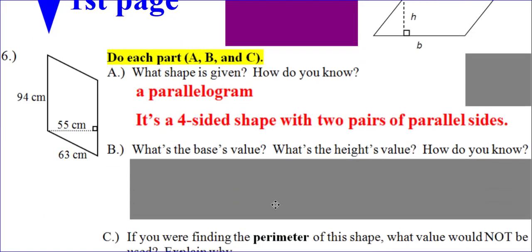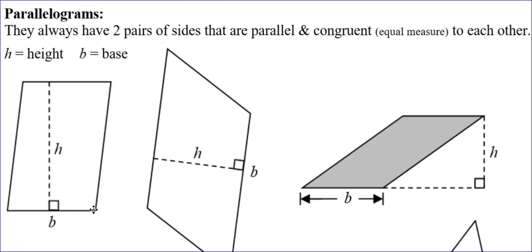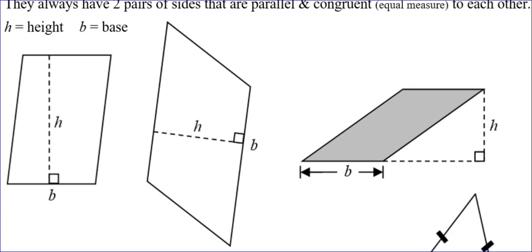If I go too fast, feel free to hit pause on the video at any moment to write things down. Now, what's the base's value? What's the height's value? How do you know? Well, we've talked about how with base and height, they always meet at a right angle. So the base will not always be at the bottom. I know it is here on this drawing, but over here in the second drawing, the base was on the right because we see the dashed line for the height touch that base at a right angle.